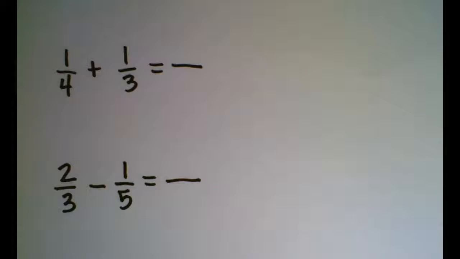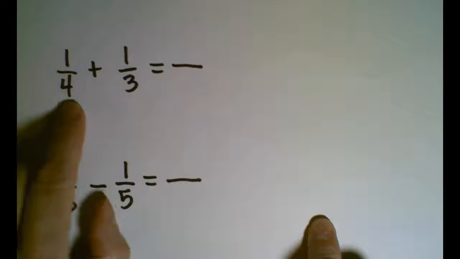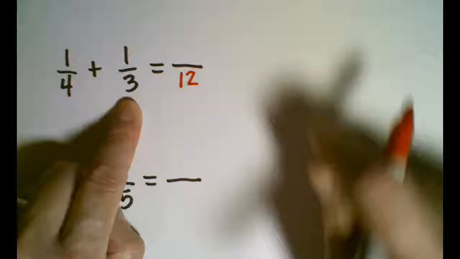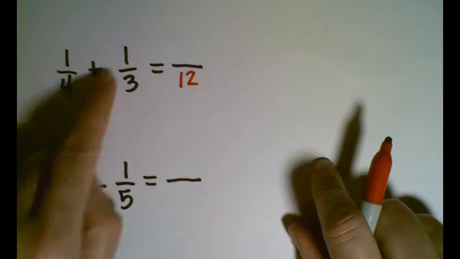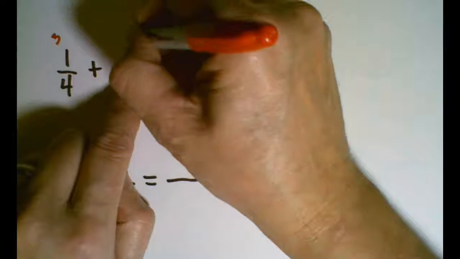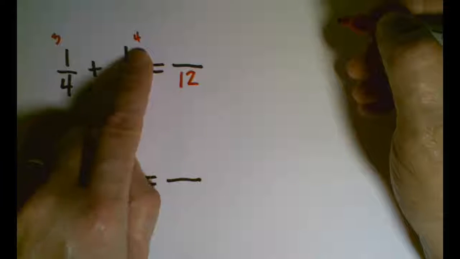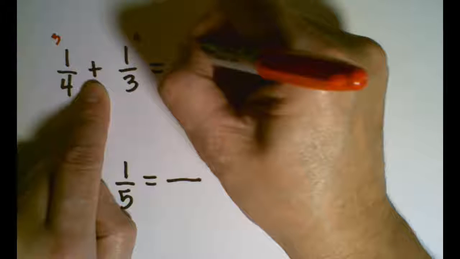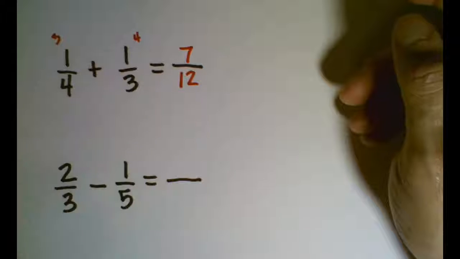Okay, so here's what that looks like. Step 1, we're adding a 4th and a 3rd. Step 1, multiply the denominators. 4 times 3 is 12. Step 2, cross multiply the numerators. 3 times 1 is 3. 4 times 1 is 4. Step 3, add the numerators. In this case we're adding because it tells us to add. If we were told to subtract, we would subtract. 3 plus 4 is 7. And reduce if needed. 7/12 does not reduce.